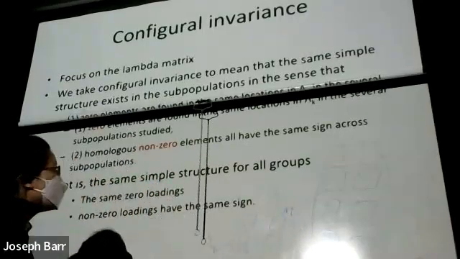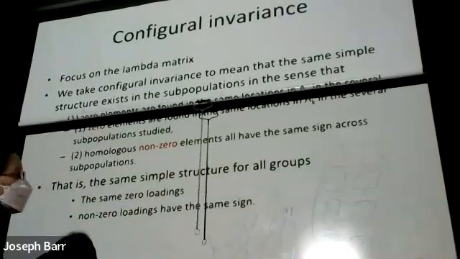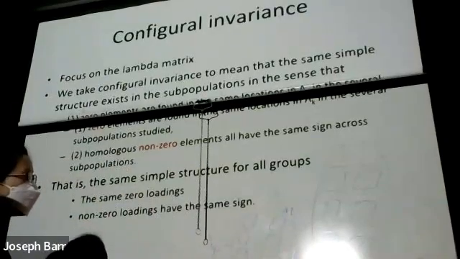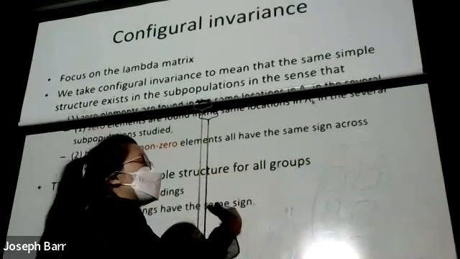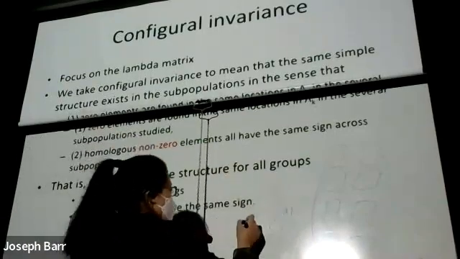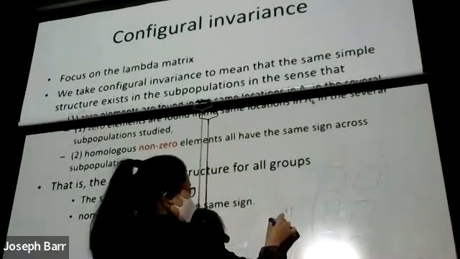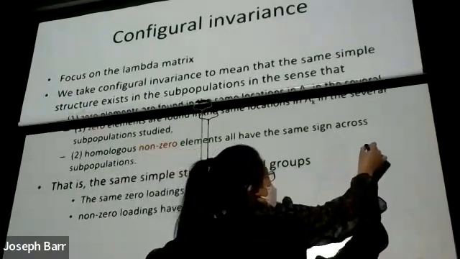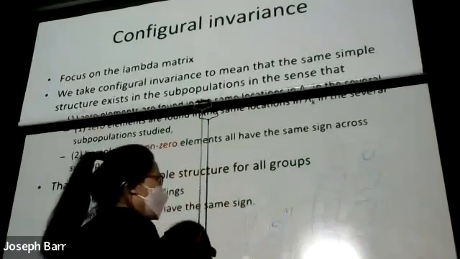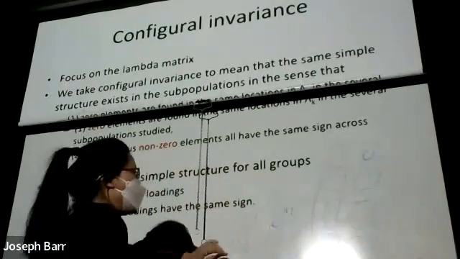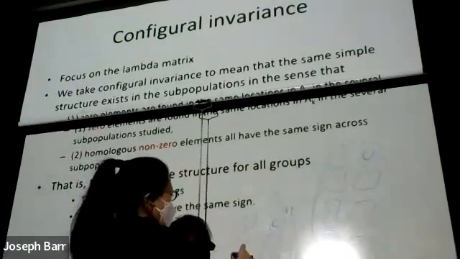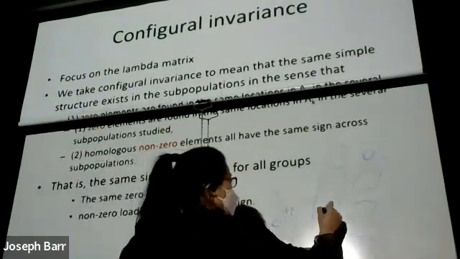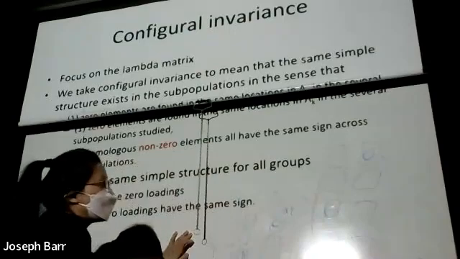What does that mean? For configural invariance, if it's 0 in one lambda matrix, you have to make sure it's 0 in the other matrix. Suppose this one is 0. Then you have to make sure this location is also 0 for different groups, for female and for male. And we can also assume this is 0. Then you have to make sure this is also 0.